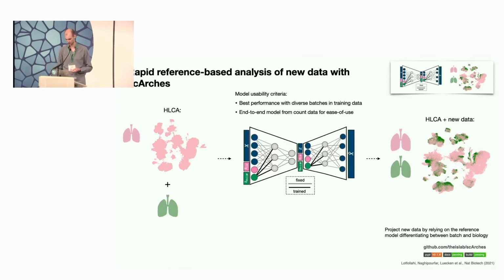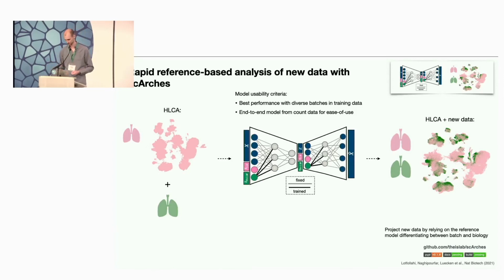Similarly, something which we found very useful with the scANVI model is that it is end-to-end from count data. So using count data as input, it only requires minimal pre-processing for new data to be mapped on top. And this is something that I think was recently announced also for Azimuth, this ability to allow new data sets with minimal pre-processing to be mapped on top of a reference atlas, and I think it is very crucial for optimal usability.